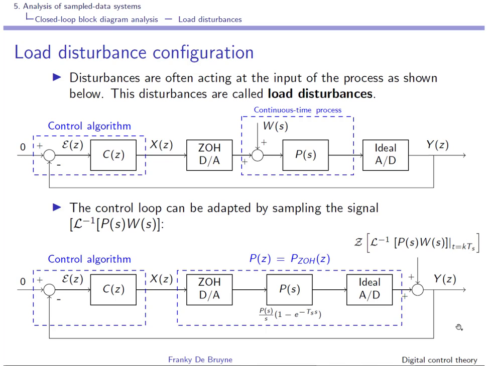It is important for a controller to be able to track a reference signal, but it is also important that it is capable of rejecting a disturbance. There are different types of disturbances at the output, but here we'll consider disturbances at the input of the process, and they are called load disturbances. These load disturbances appear at the input of the system, just after the zero order hold mechanism.